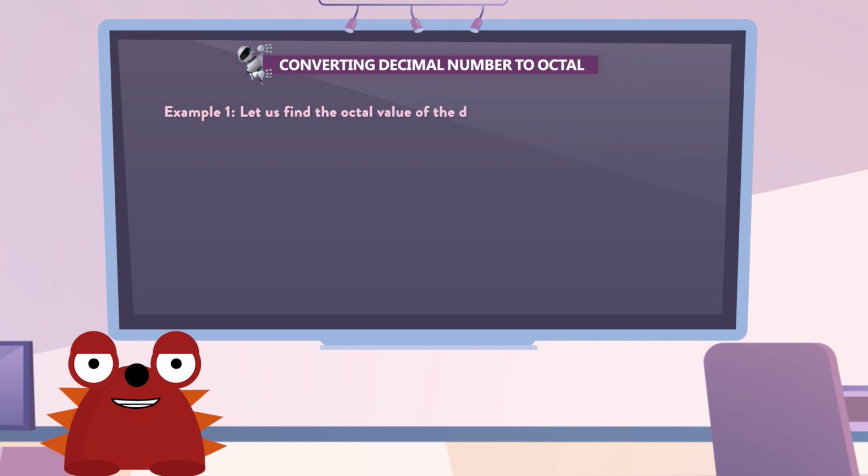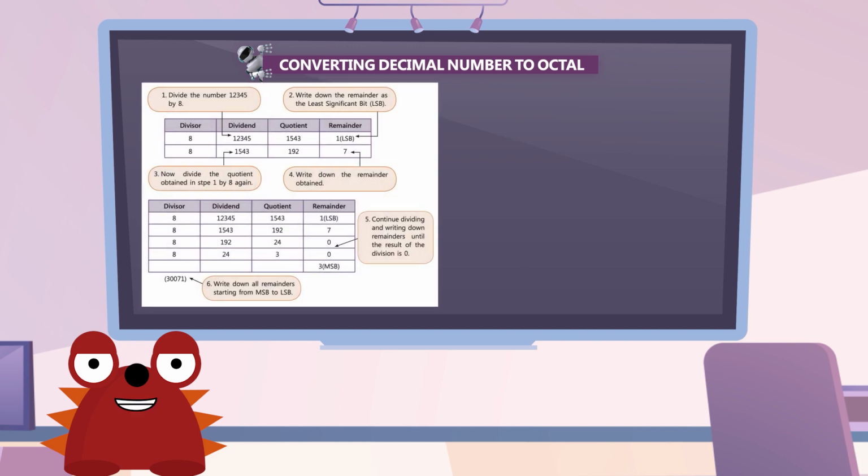Taking the example of finding the octal value of the decimal number 12,345, using the steps to convert decimal number 12,345 to its octal equivalent, we get the octal equivalent of 12,345 base 10, which is 30071 base 8. Let's see the representation here.